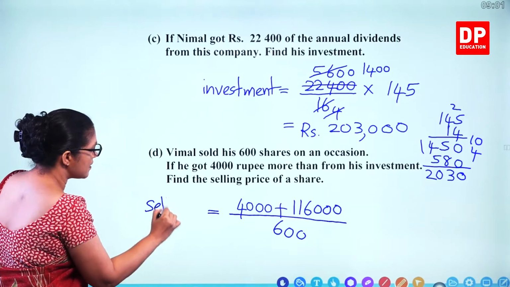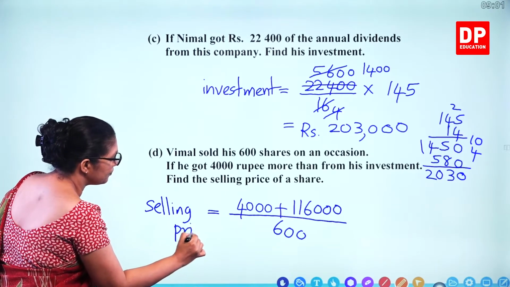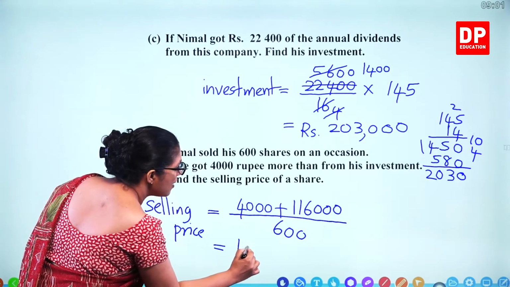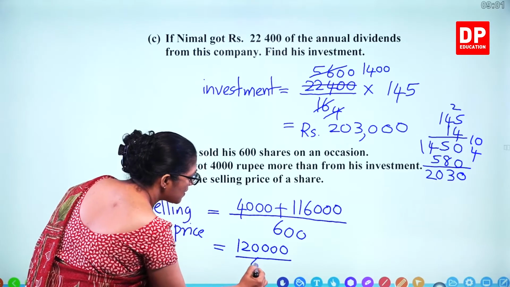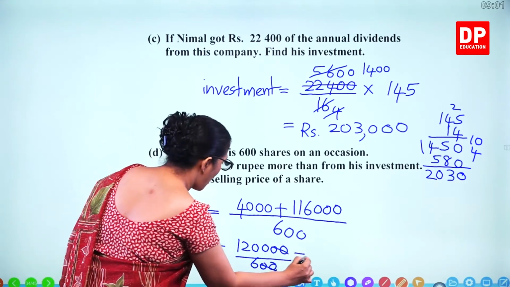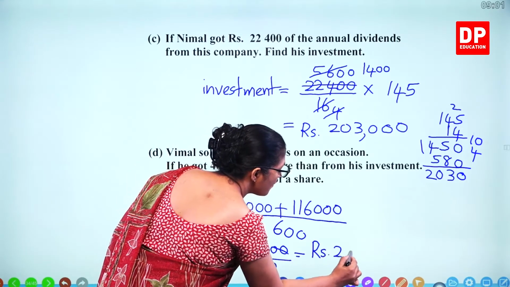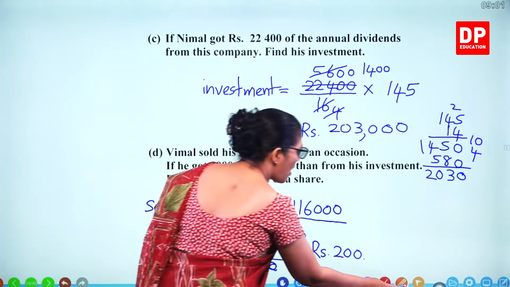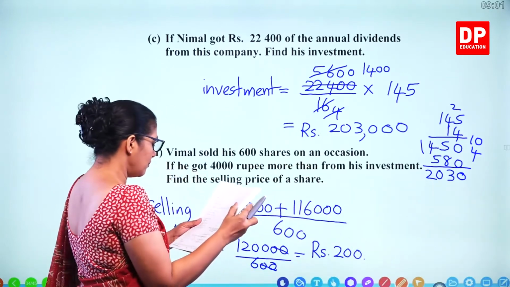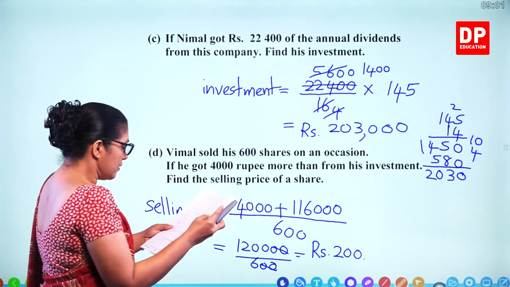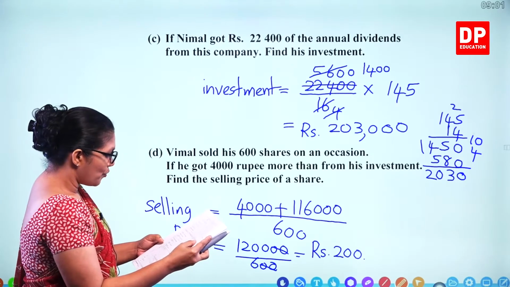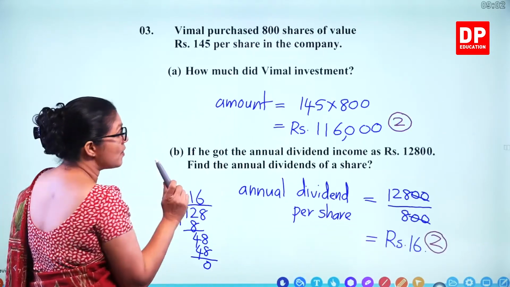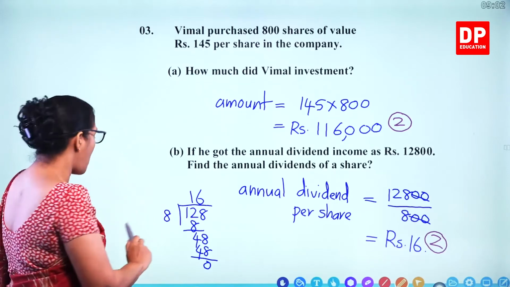So, selling price is equal to this one. First add 4,000, you get 120,000 divided by 600. So, 2 zeros get cancelled out. So, you get 200. So, that's the selling price of a share. Let's see how many marks for these two. You are getting 203,000 and 200. So, 3 marks each. So, 3 and 3, 6, and we gave earlier 4 marks altogether, 10 marks for this question.